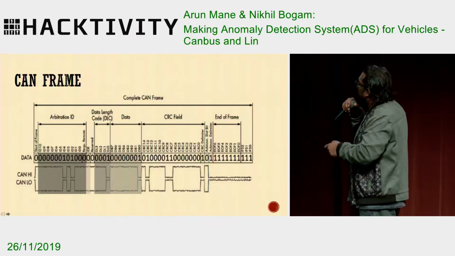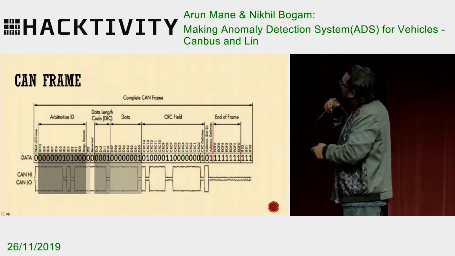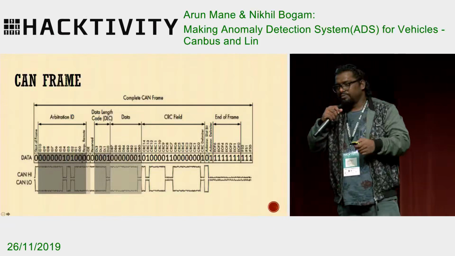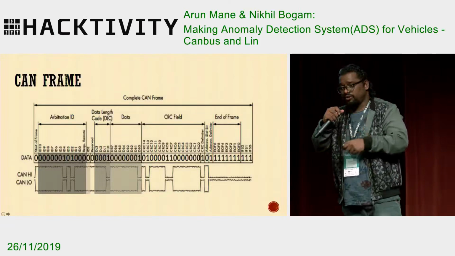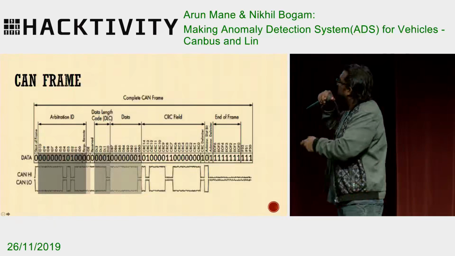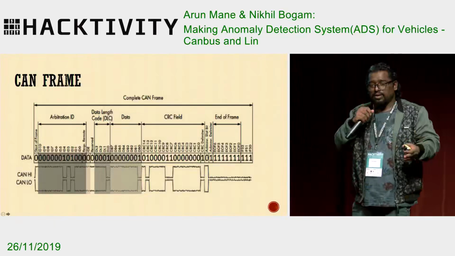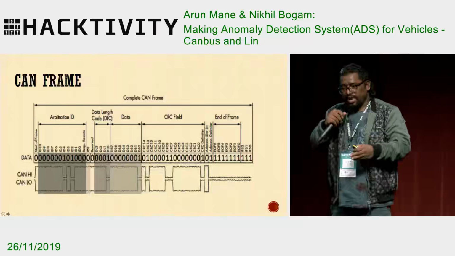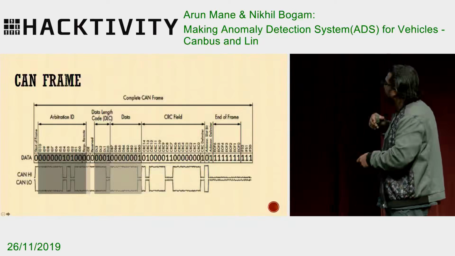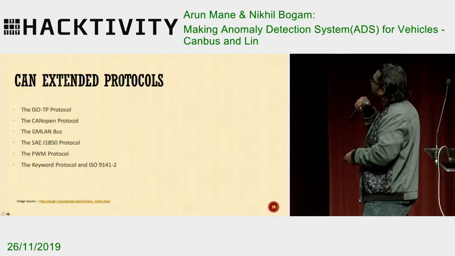If you see the arbitration ID, the DLC, data and CRC field, this is the packet structure. CAN bus 2.0 has two types, CAN 2.0A and 2.0B. The difference is the arbitration ID. CAN 2.0A is 11-bit, and CAN 2.0B is a 29-bit identifier. So this is how the data packet looks.